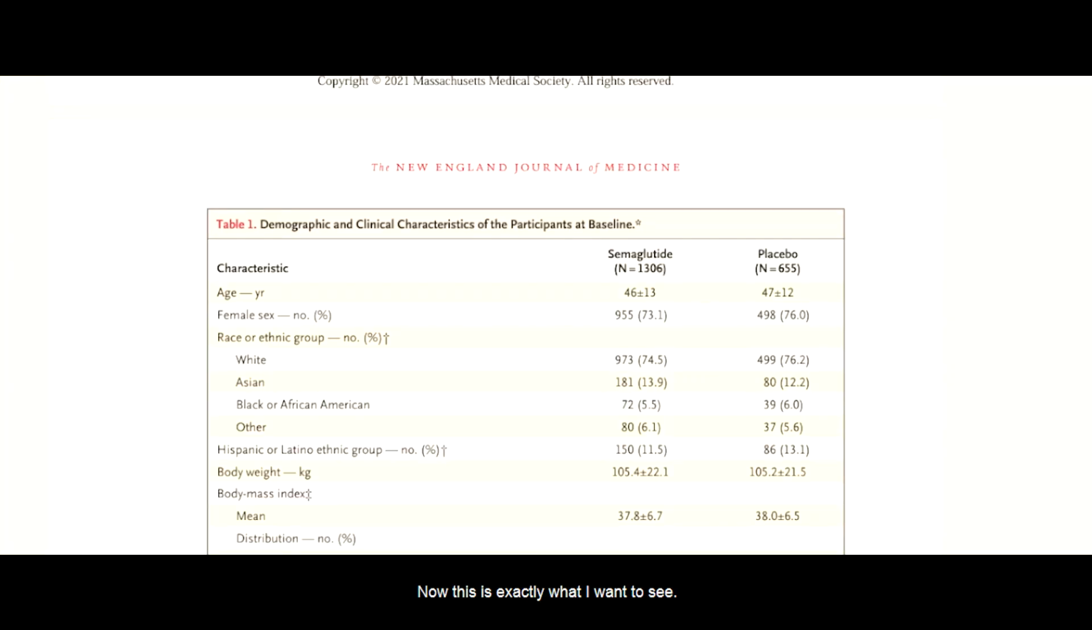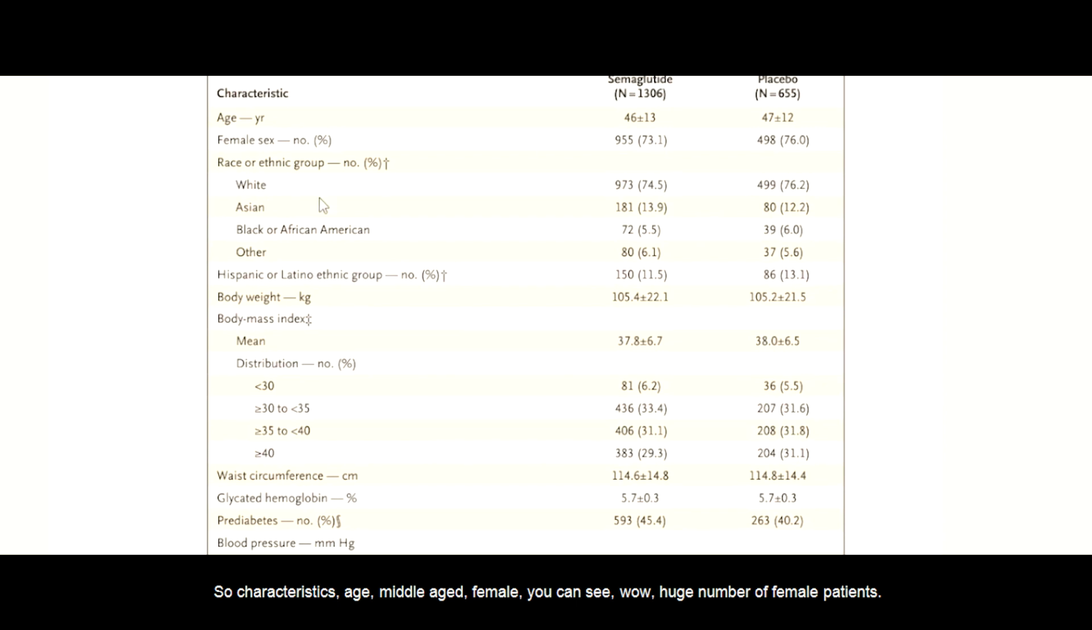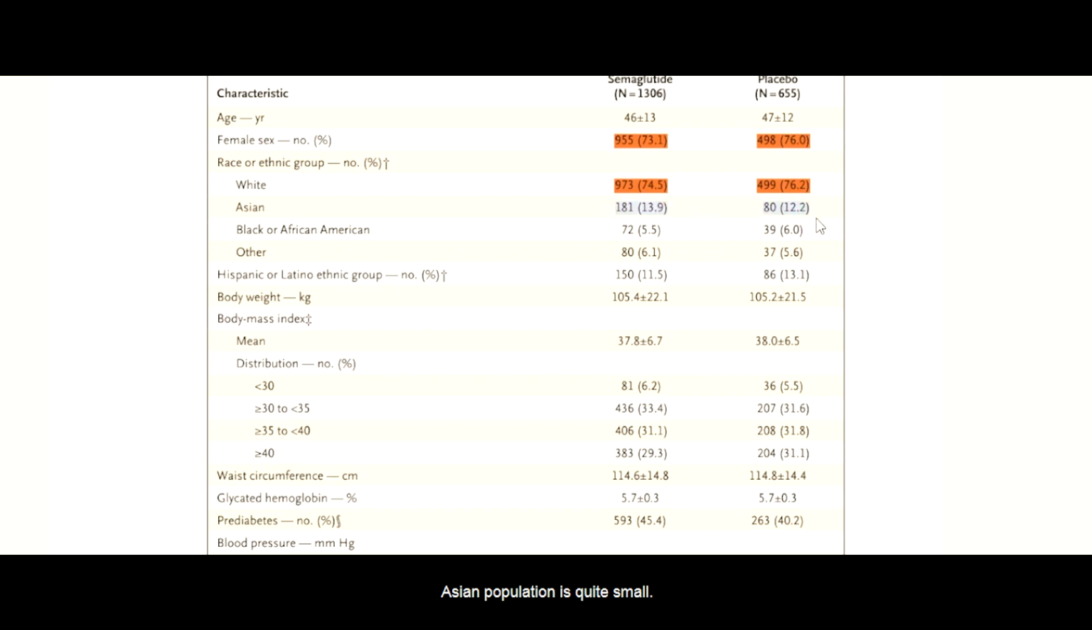Now, this is exactly what I want to see. So, characteristics. Age, yeah, middle-aged. Female, you can see, wow, huge number of female patients. That is incredibly skewed towards female. The other thing that I'm interested in is to see ethnic backgrounds. So again, heavily skewed towards white Anglo-Saxon. Asian population is quite small. So too the black African, even smaller.